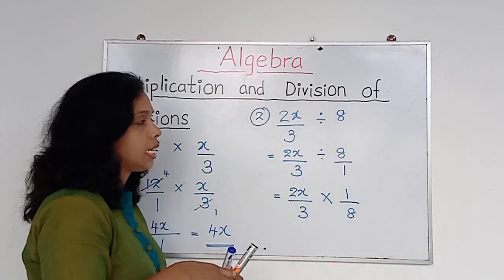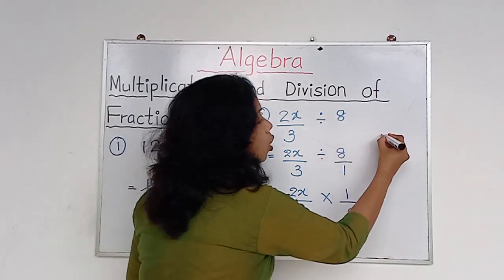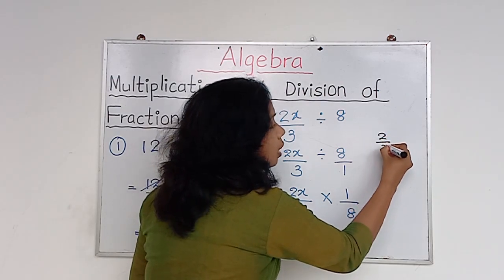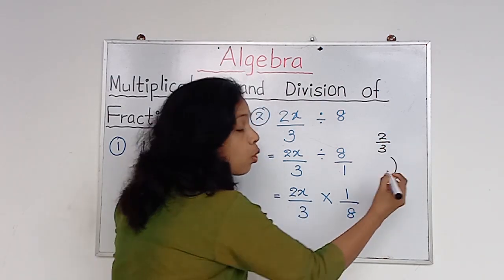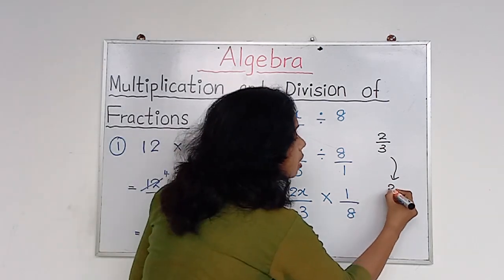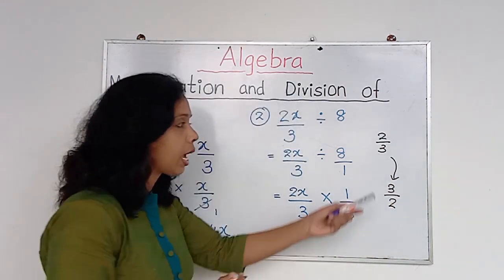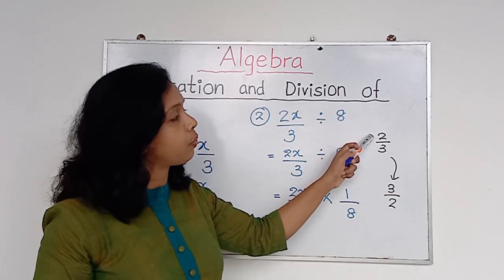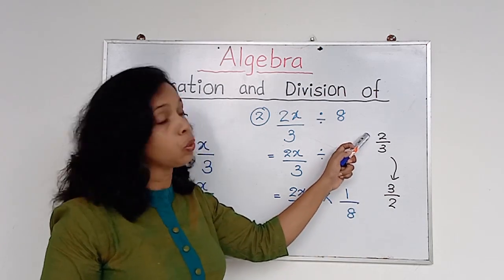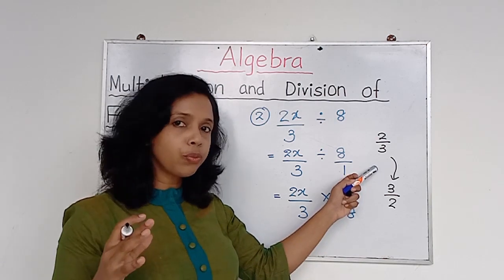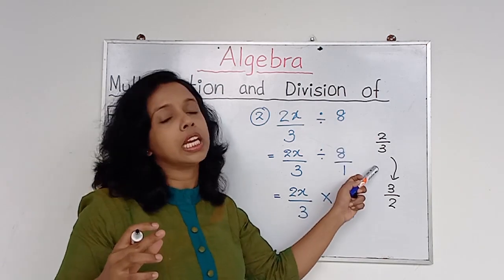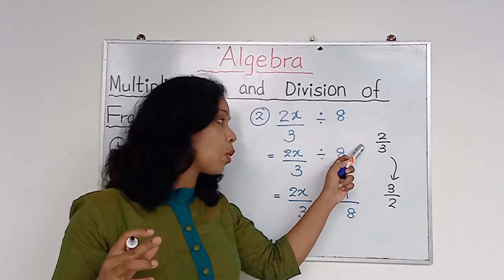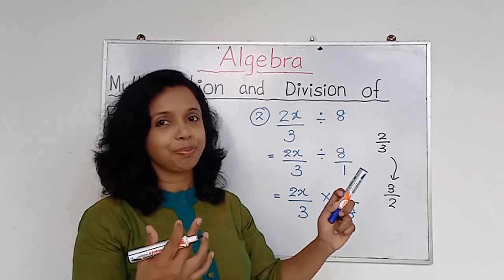Tell me, what is the reciprocal of 2 over 3? It is 3 over 2. Now can you understand how you want to take the reciprocal? The first fraction they have given is 2 over 3. Now you want to find the reciprocal of 2 over 3. What is the reciprocal of 2 over 3? It is 3 over 2. Right?